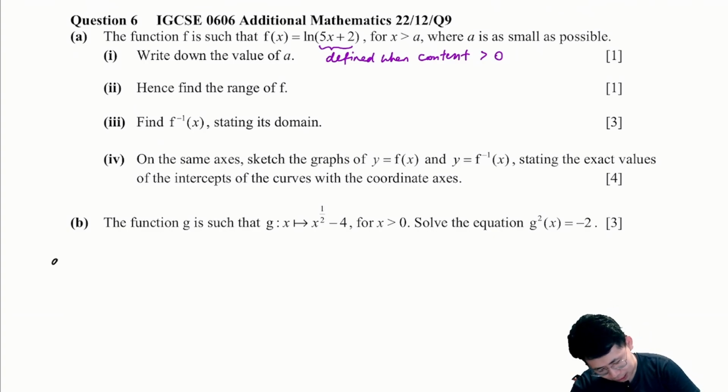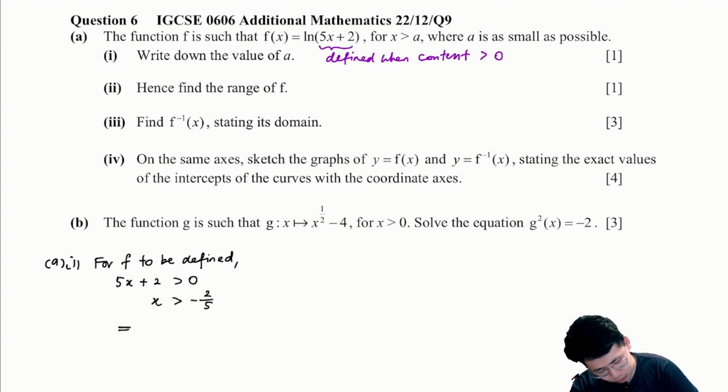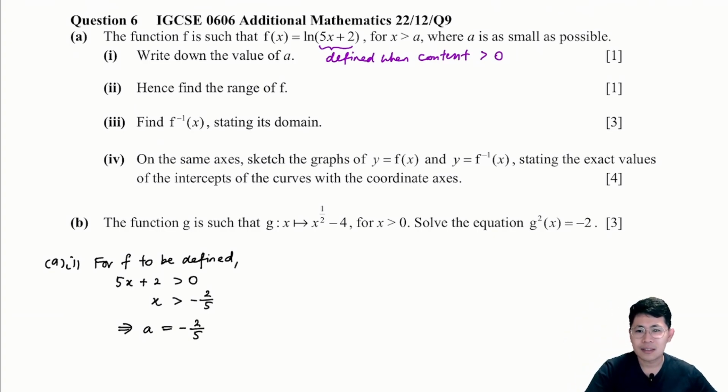Okay, so part 1, write down the value of a. So for f to be defined, okay, the content, so this means that 5x plus 2 is going to be greater than 0. So x must be greater than negative 2 over 5. So this means that the value of a, this value over here, is going to be equal to negative 2 over 5. Okay, so this over here is part 1.